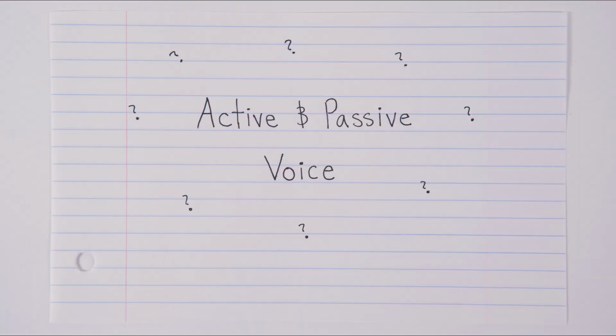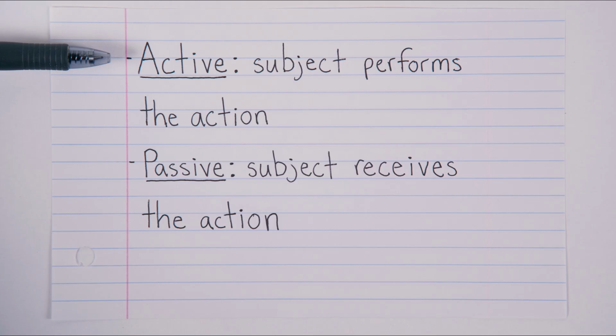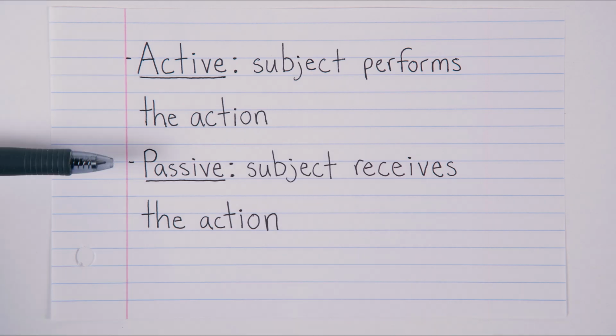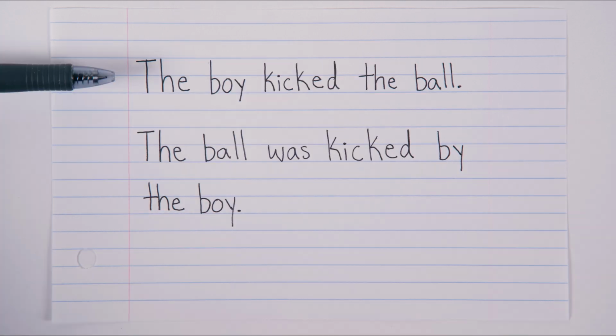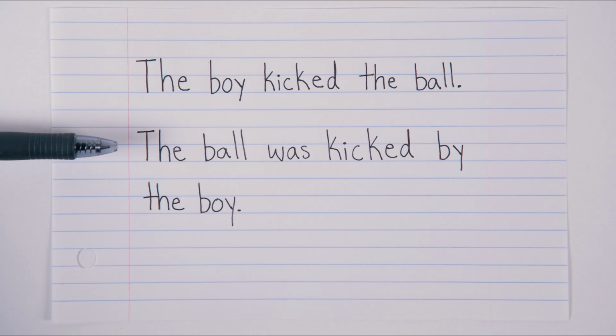So what exactly are active and passive voice? Well, an active sentence is when the subject of that sentence performs the action. And a passive sentence is when the subject of that sentence receives the action. Let's take a look. So here we have two different sentences. The boy kicked the ball, and the ball was kicked by the boy.